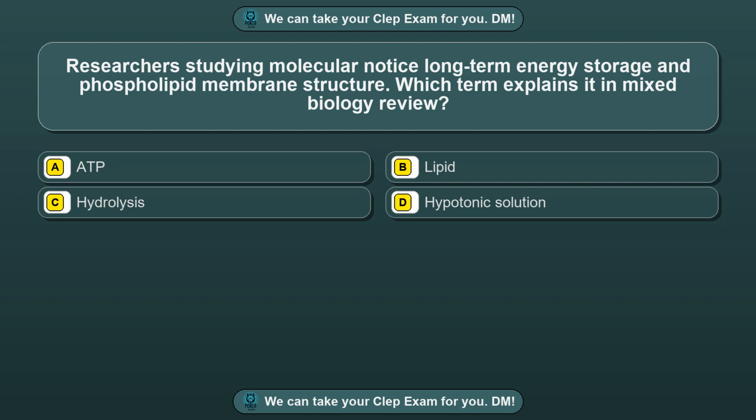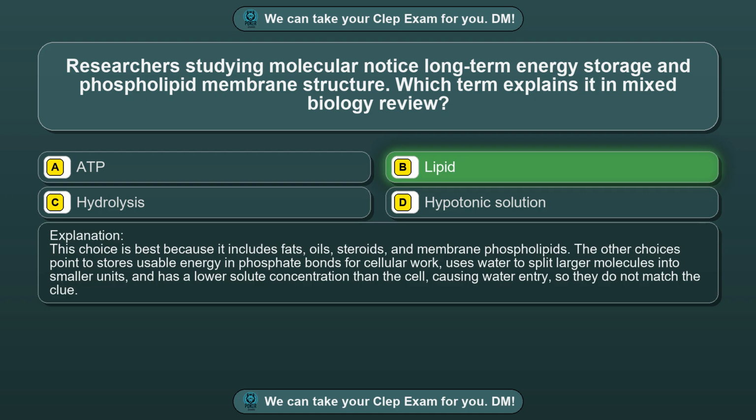Question 69. Researchers studying molecular biology notice long-term energy storage and phospholipid membrane structure. Which term explains it in mixed biology review? Option A, ATP. Option B, lipid. Option C, hydrolysis. Option D, hypotonic solution. The correct answer is option B, lipid. This choice is best because it includes fats, oils, steroids, and membrane phospholipids.